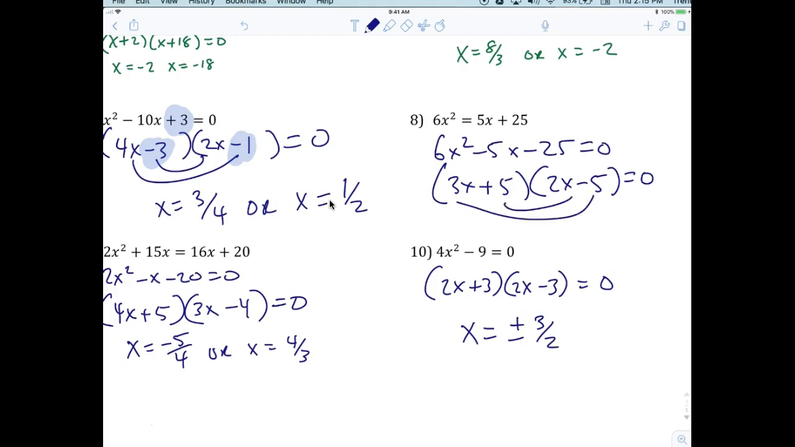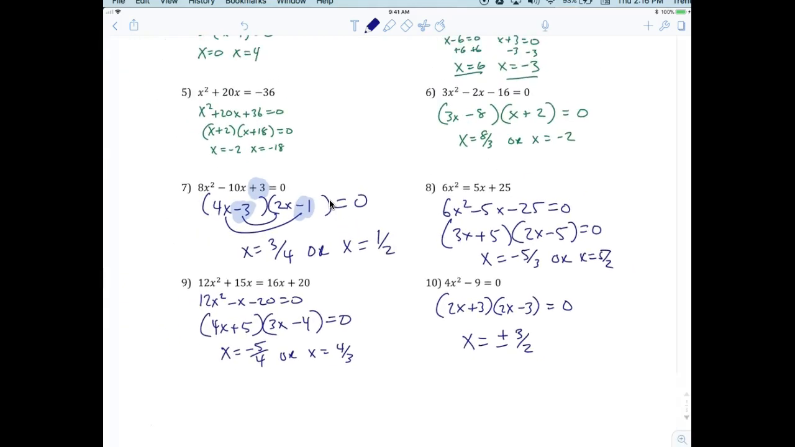10 minus 15 is negative 5. Yes. And a positive times a negative is a negative. So we're in good shape. I'm telling you, it's real simple. So from here, please listen to me. x is equal to negative 5/3, or x is equal to 5/2. I'm pretty happy with you on that.